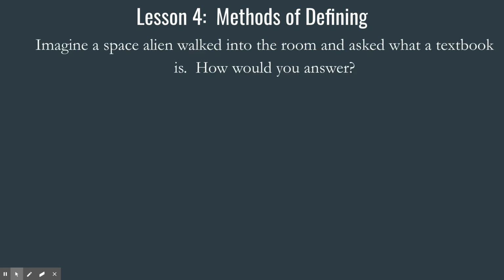All right, so the next type of defining would be defining by example. Imagine with me, if you will, that an alien walked into the room and asked, what is a textbook? How would you likely answer? Weber, show us. He would just hold up a textbook, right? This is a textbook.